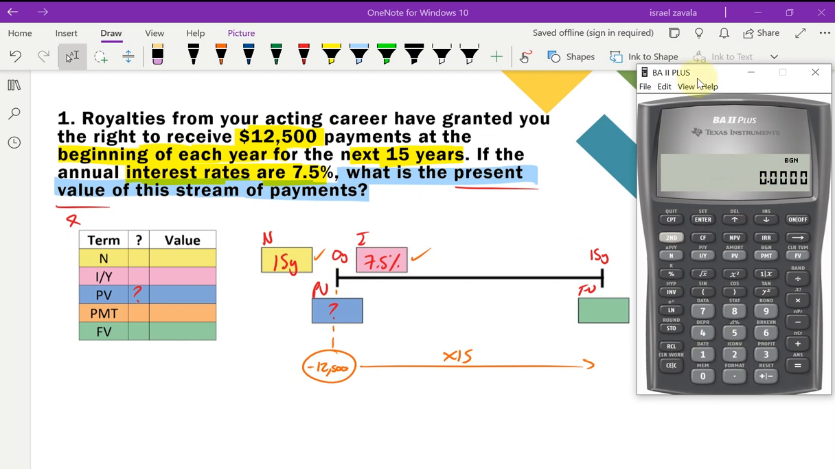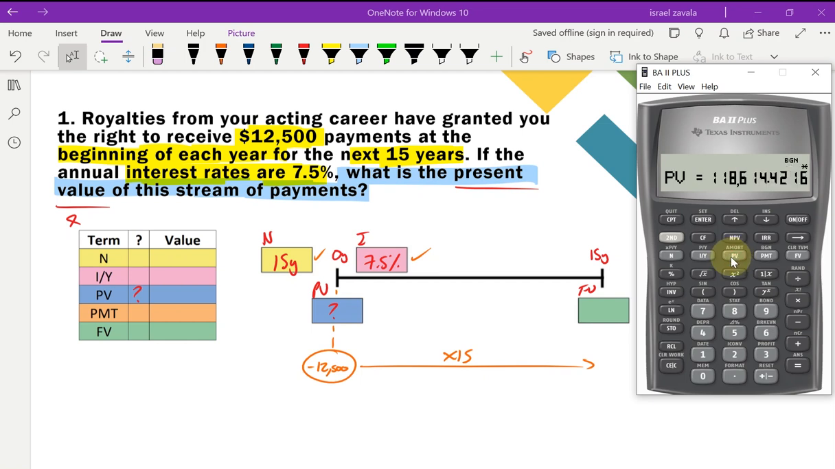All right, so let's go left to right here. 15 years. Interest rate is 7.5%. Present value is what we're looking for. Payments, we're making $12,500 payments, so they're negative. They're payments that we're making, so money's leaving us, right? And then the future value is 0. So we're going to compute the present value of that stream of payments.